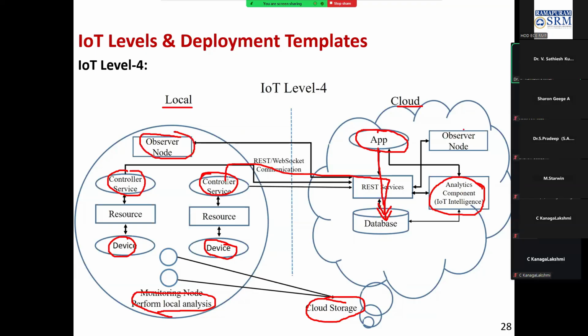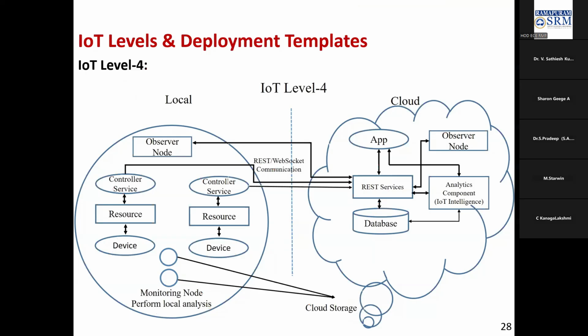If you look at this local side and cloud side, you have observer nodes. These observer nodes can subscribe to any other node in a publish-subscribe model, and they can also publish the data from these IoT devices. Whatever data the IoT device gathers, the observer node can publish it. If an observer node wants some data from some other observer node, it can gather that data. So that is the advantage of using IoT level 4.